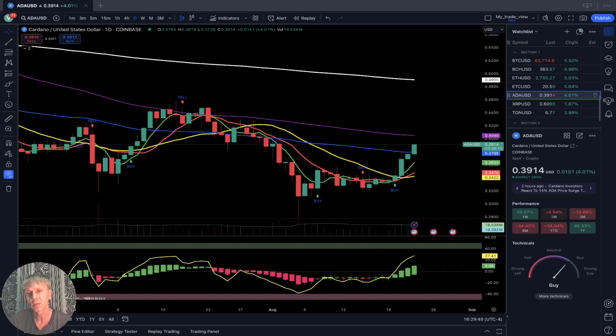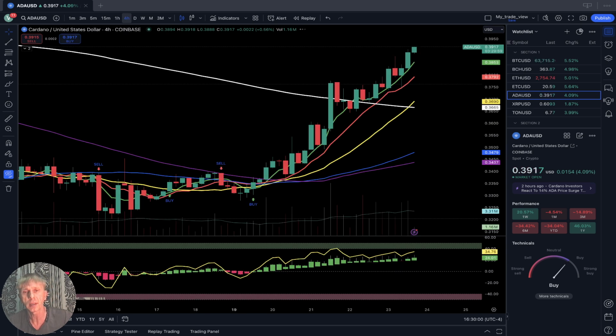ADA Cardano daily time frame. Last bar above SMA 50, bullish trend, bullish crossover on daily, right? And let's see the 4 hours time frame for ADA Cardano. SMA 5, 10, and 20 in bullish crossover. It is a bullish setup, bullish trend. It has some bearish divergence on RSI, but the setup is bullish.